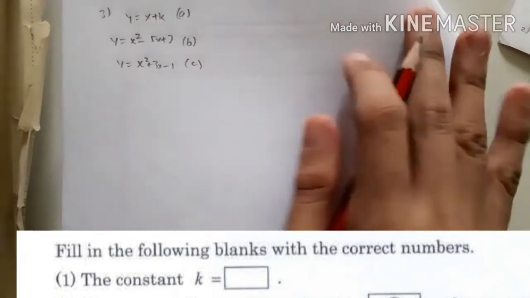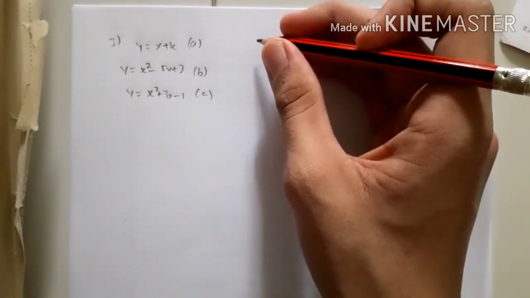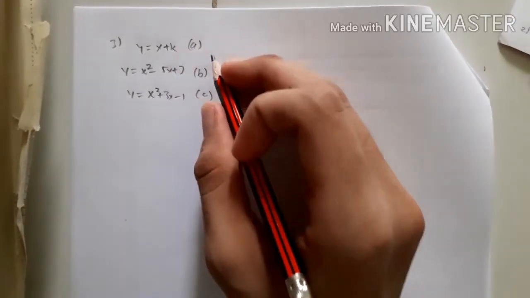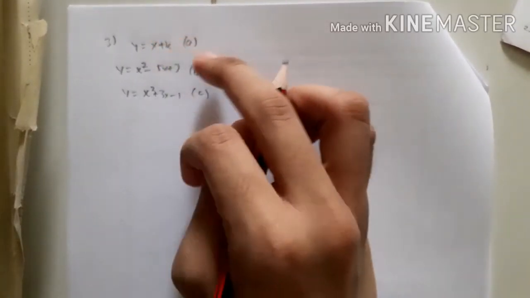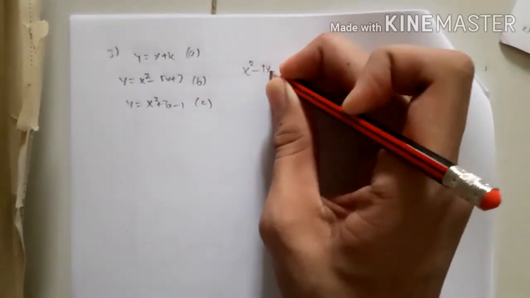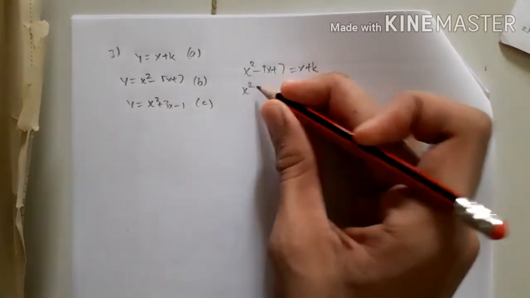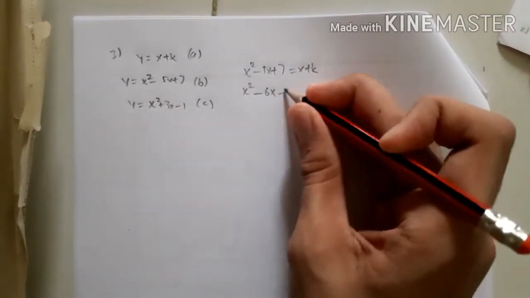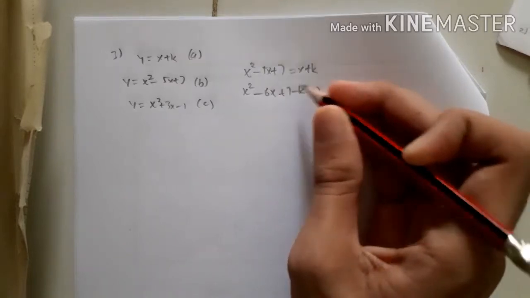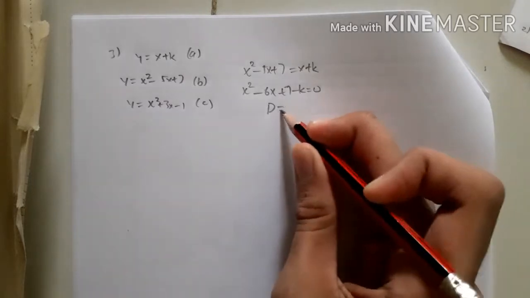As pointed out in the question, line A is y equals x plus k, where k is the constant such that the line is tangent to both parabolas. For that, you just have to make the parabola and the line equal to each other. So x squared minus 5x plus 7 equals x plus k, giving x squared minus 6x plus 7 minus k. And what to do from this? You know that it's tangent. Tangent means the discriminant is 0.